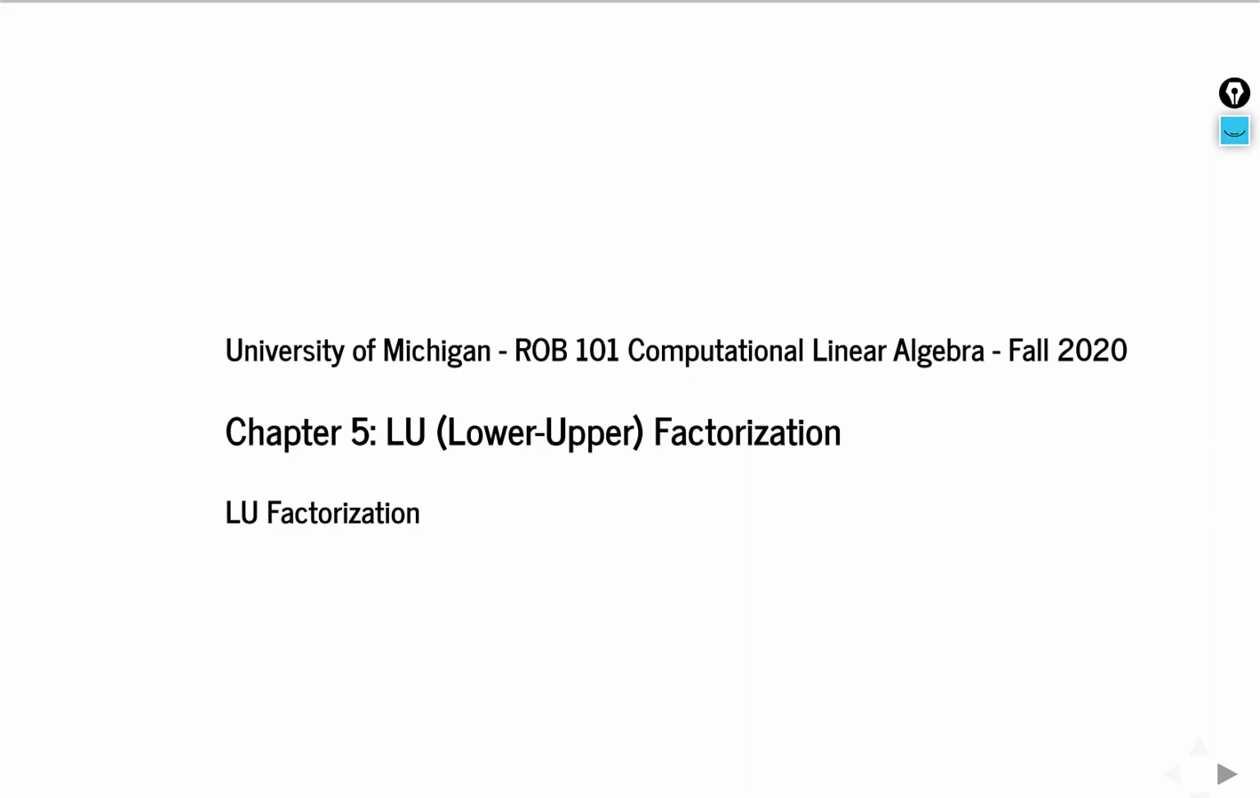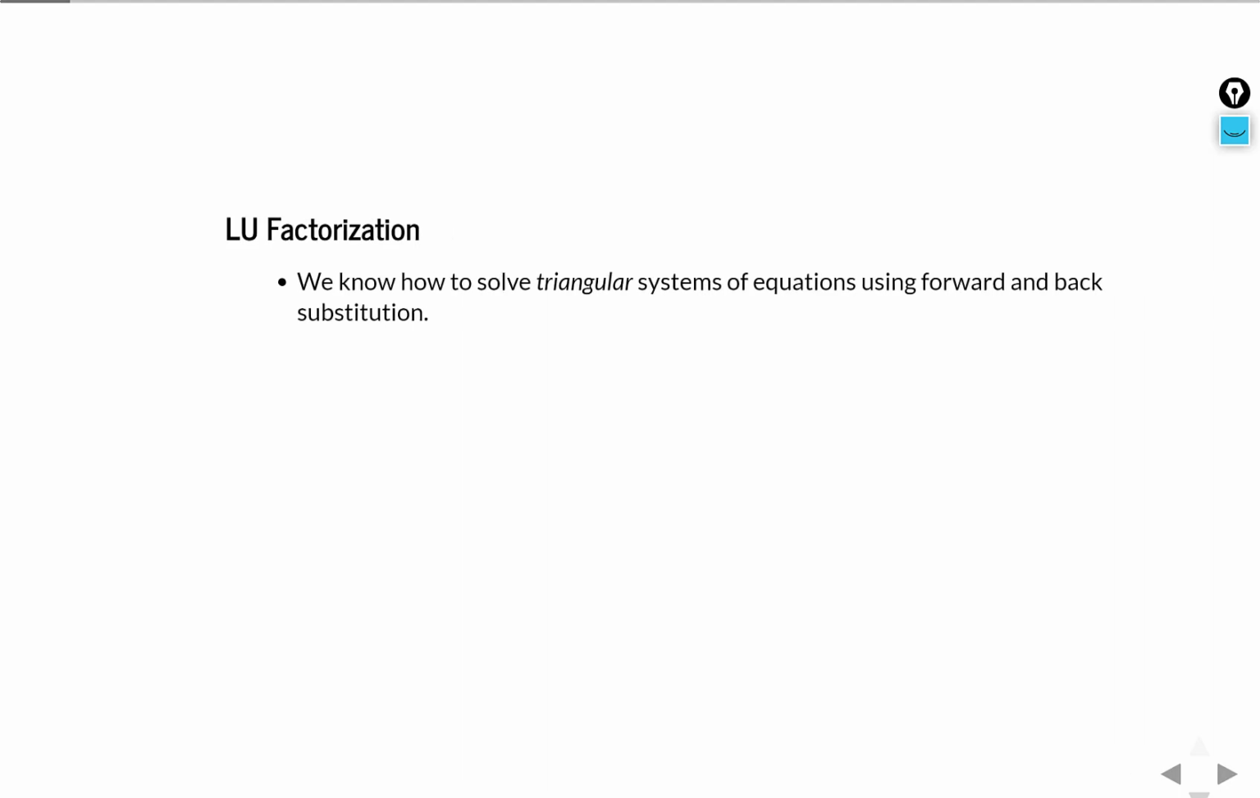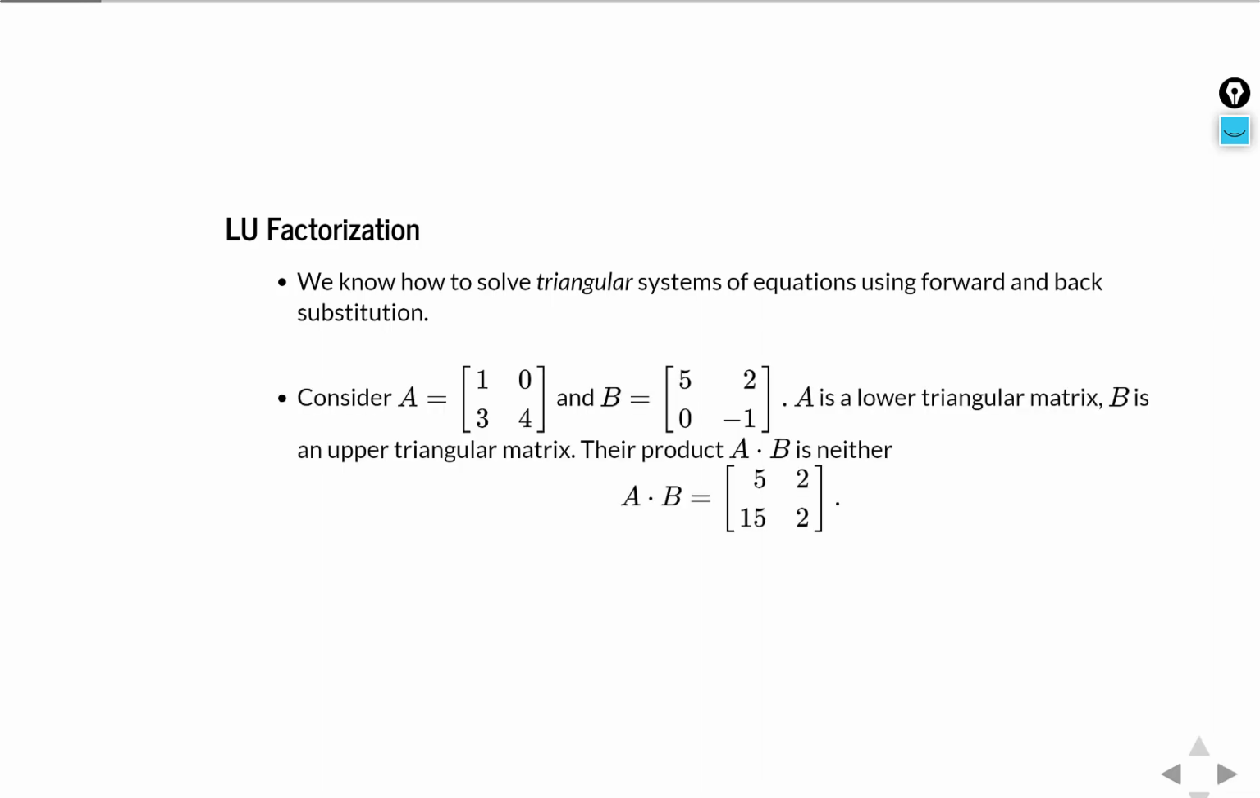LU factorization. We know how to solve triangular systems of equations using forward and back substitution. Consider A a lower triangular matrix and B an upper triangular matrix. Their product, A times B, is neither. Can this process be reversed?